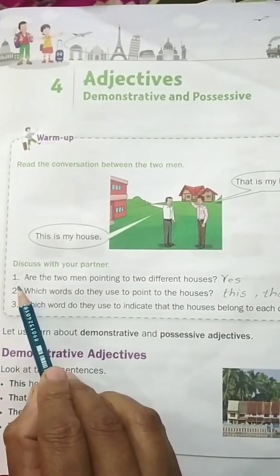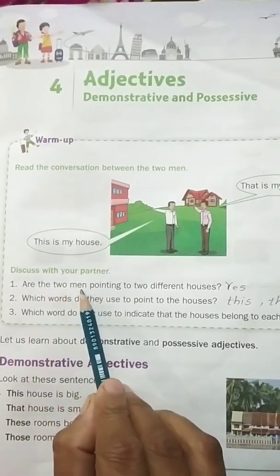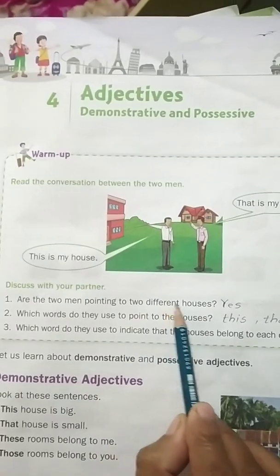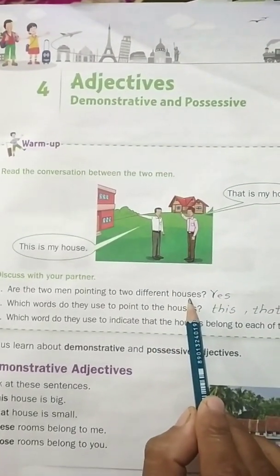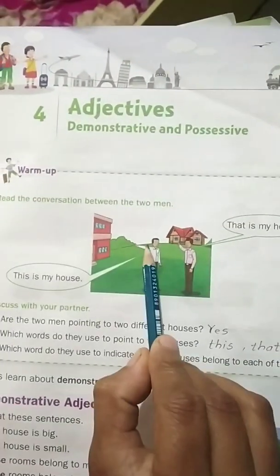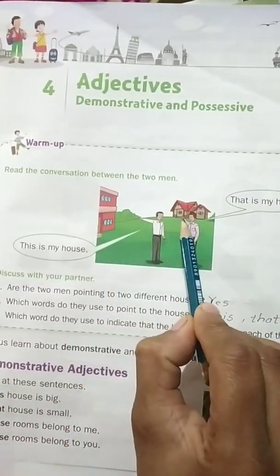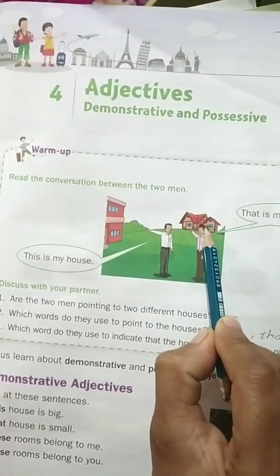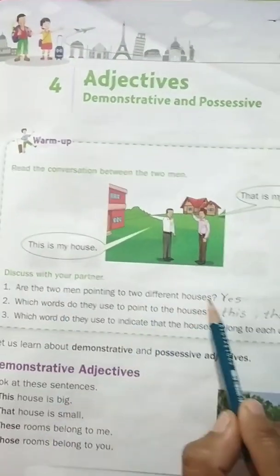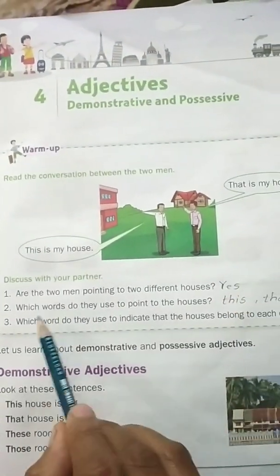Okay, what is the first question here? Are the two men pointing to two different houses? You can see here, he is showing his finger here and this other person is showing his finger this side. So yes, they are pointing to two different houses.